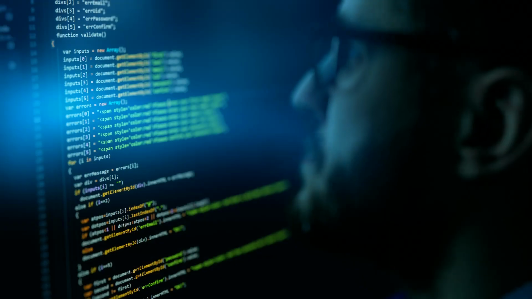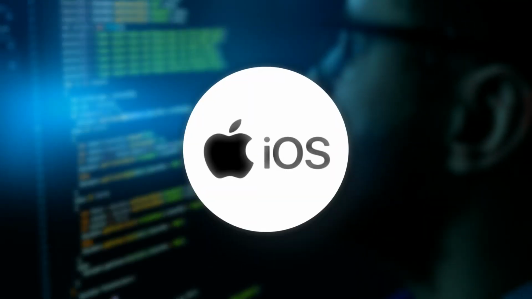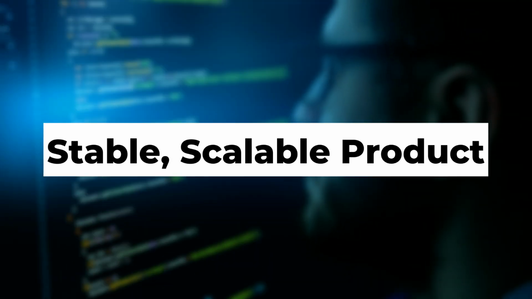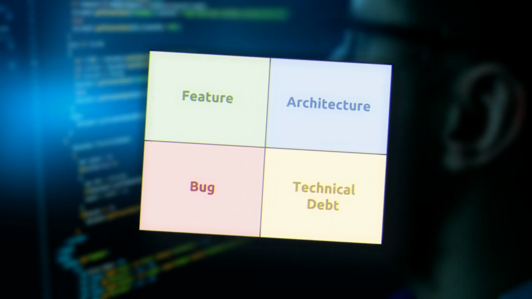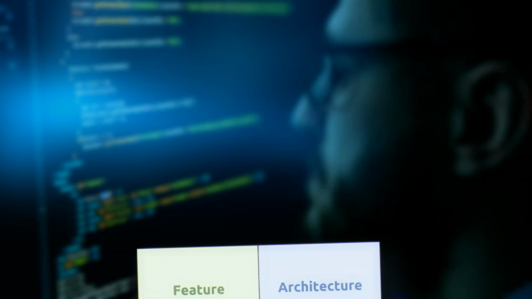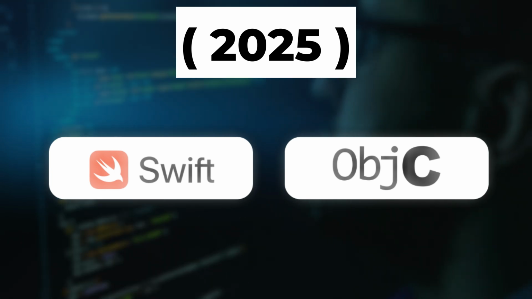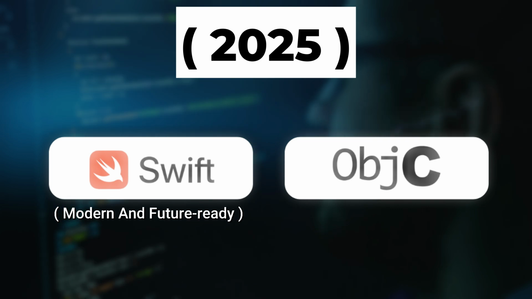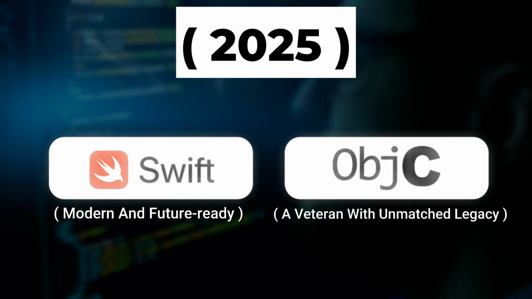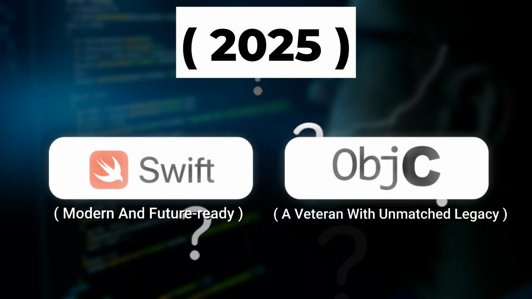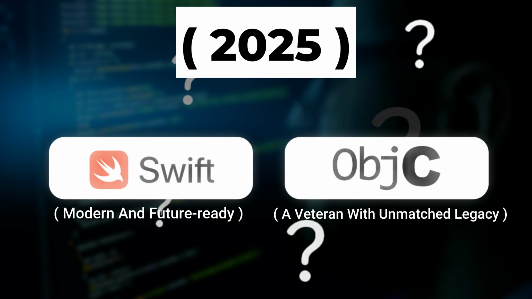What if the language you choose to build your iOS app could mean the difference between a stable, scalable product or a future filled with bugs and tech debt? In 2025, the battle still rages on. Swift versus Objective-C. One is modern and future-ready. The other, a veteran with unmatched legacy. But which one truly builds better iOS apps today?